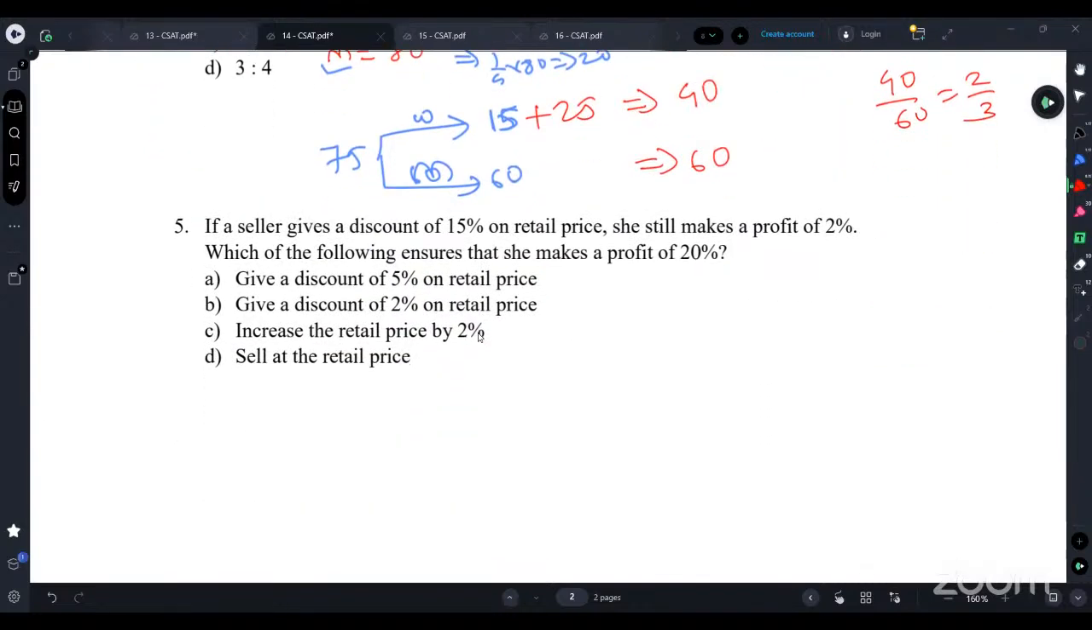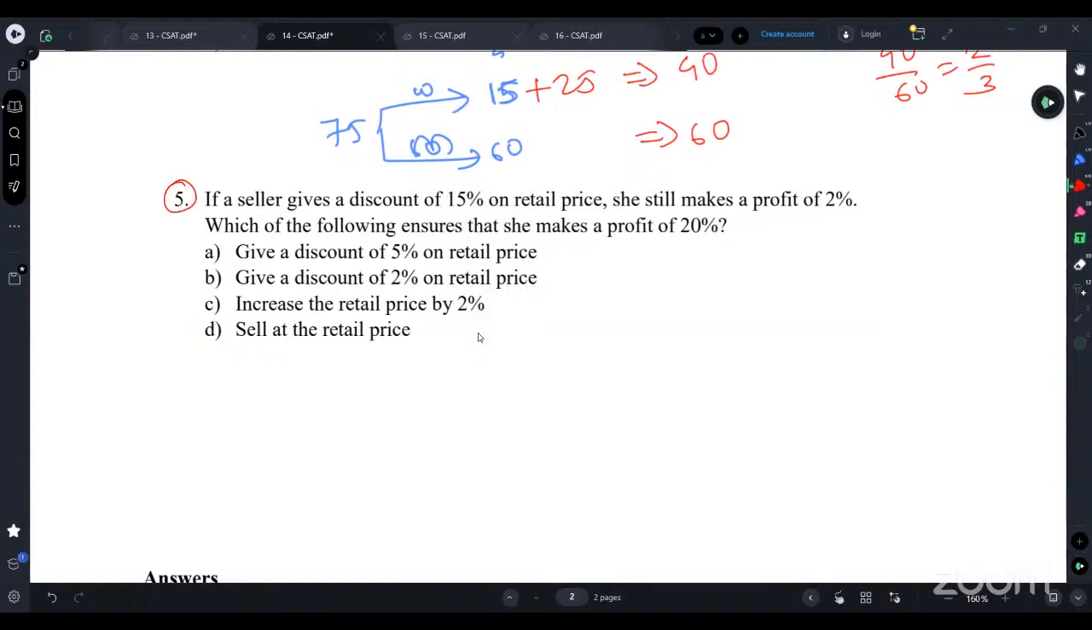Right. Now let's see this fifth question. If a seller gives a discount of 15% on retail price, she still makes a profit of 2%. Now how do we understand this question, guys? You assume the cost price of the commodity that she is selling is rupees 100. She is making a profit of 2%. So what should be the selling price for that seller? That should definitely be 102, right?